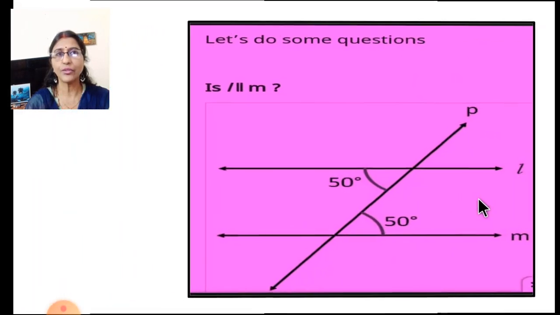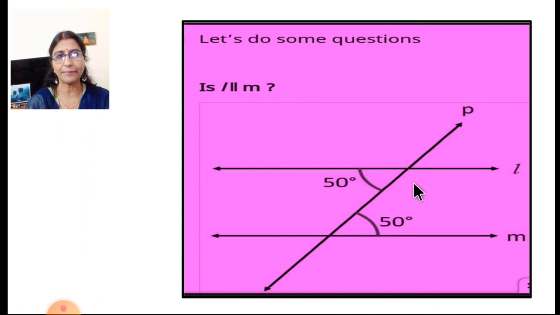Now children, we will do some questions here, some examples. Here you can see these are the two lines L and M, and this angle you can see here, they are alternate interior angles. You can see they are alternate to each other and they are inside the lines. So we know they are interior alternate angles and they measure 50 degrees. So both the angles measure 50 degrees.